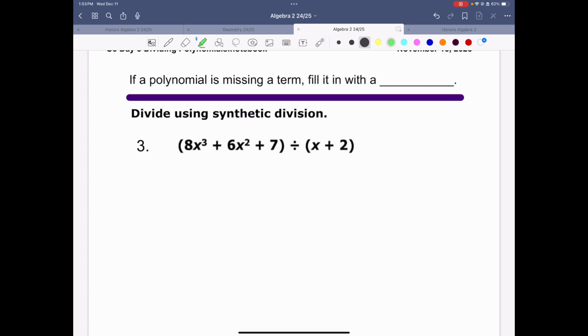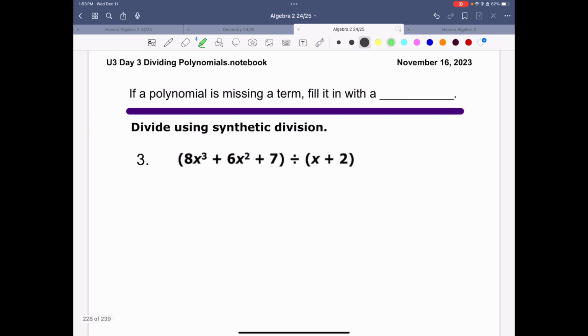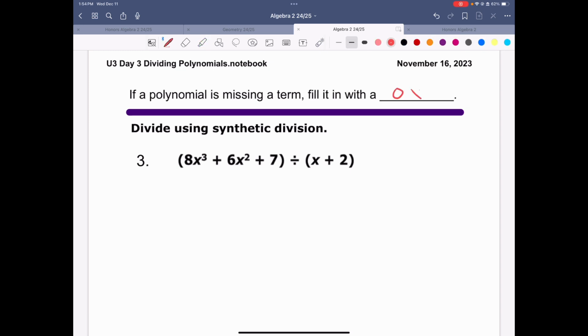Okay. So one of the things I talked about with the first one is what happens if we're missing a term? Anytime you're missing a term, you're going to fill it in with a 0 and then whatever x that is. If the missing one is x squared, you put in 0x squared. If the missing one is x, you put in 0x. So if we look at this one, I've got my divisor. So inside my box is going to go x plus 2 equals 0, so negative 2.